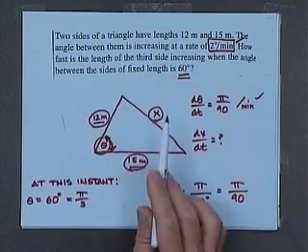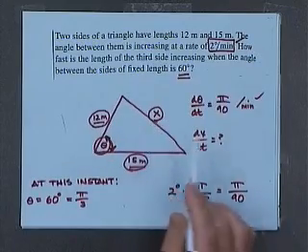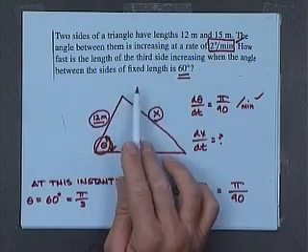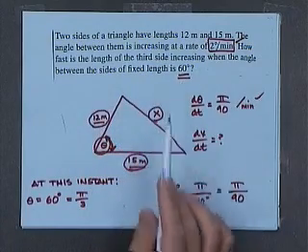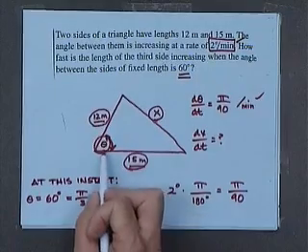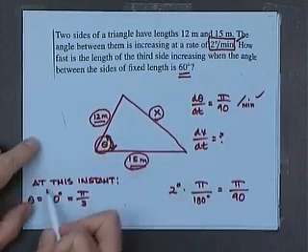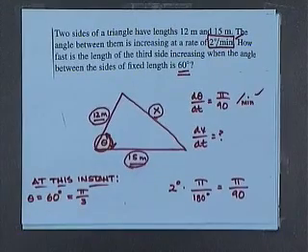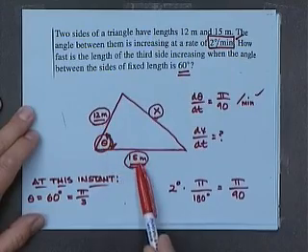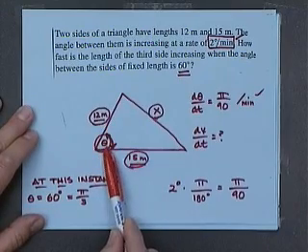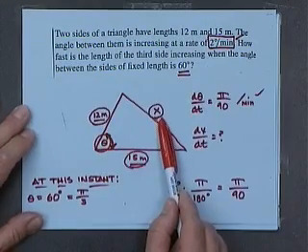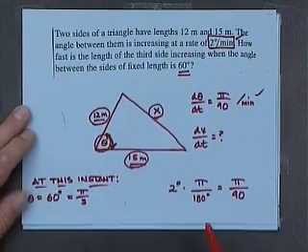How fast is the length of the third side, which we've called x, increasing when the angle between the sides of fixed length is 60 degrees? So we're going to lock in a particular moment. At this instant, we want theta to be 60. Obviously, it's not always 60. It's changing. So we labeled the diagram 12 and 15. Between those two fixed sides is the angle theta. Opposite angle theta is side x, which is increasing as theta gets larger.